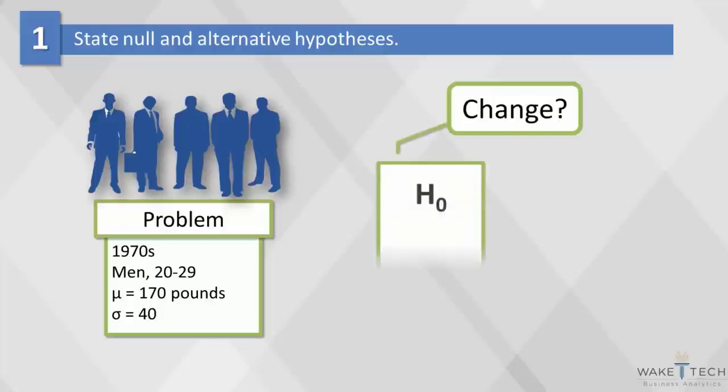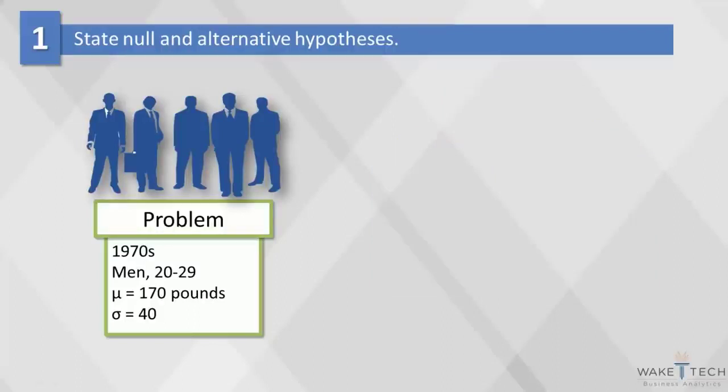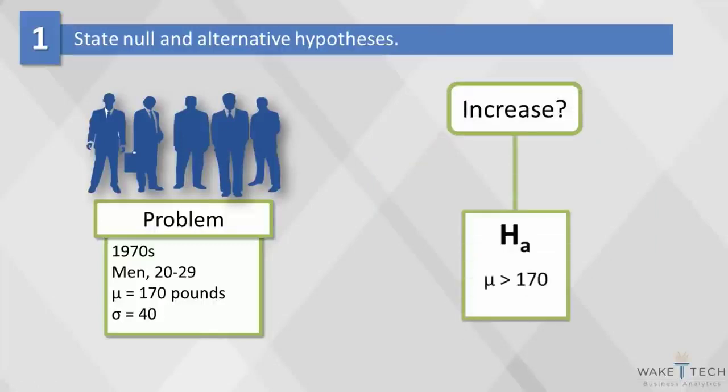Under the null hypothesis, there is no difference in the mean body weight between then and now, in which case mu would still equal 170 pounds. Under the alternative hypothesis, we assert that the mean weight has changed. Mu is not equal to 170 pounds. This is called a 2-sided test, the most common form of hypothesis testing. We can also do a 1-sided test in which we ask if weight has increased over time, so the alternative hypothesis would be mu is greater than 170 pounds.